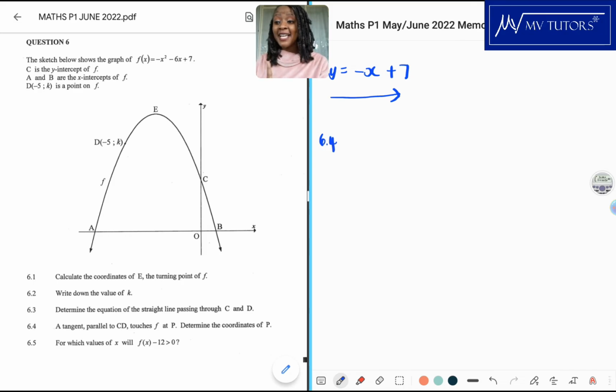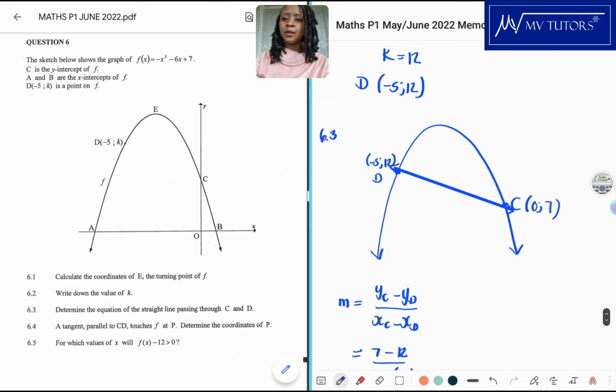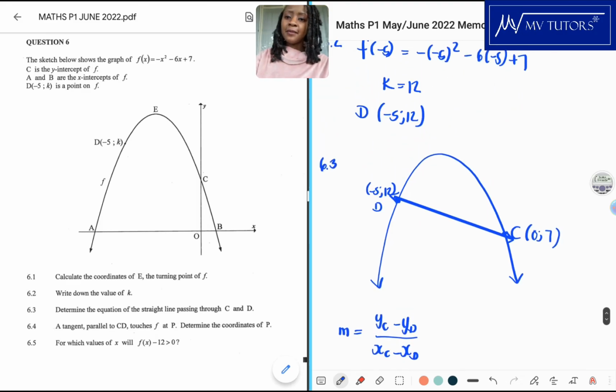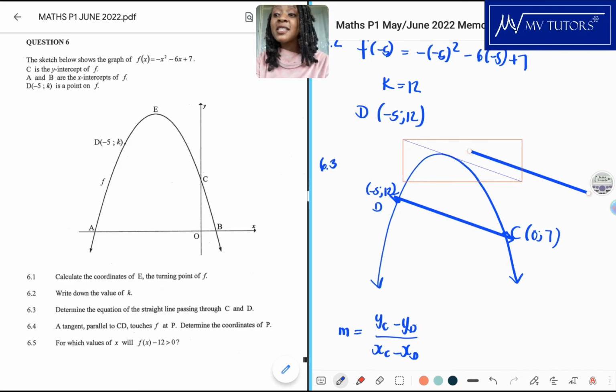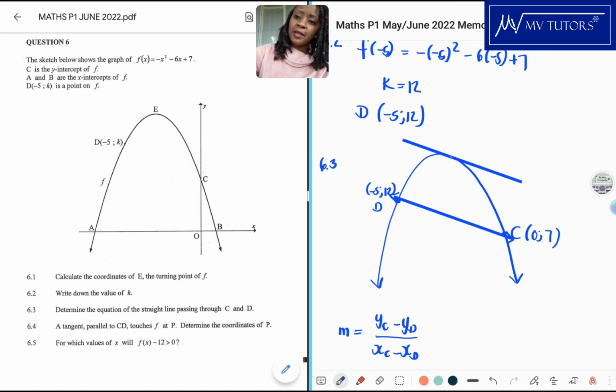A tangent parallel to CD touches f at point P. Okay, it is parallel. Determine the coordinates of P. If it is parallel to CD, basically copy and paste it somewhere there. So this function is tangent to f, it touches f, and it is parallel to CD. So P is somewhere there.